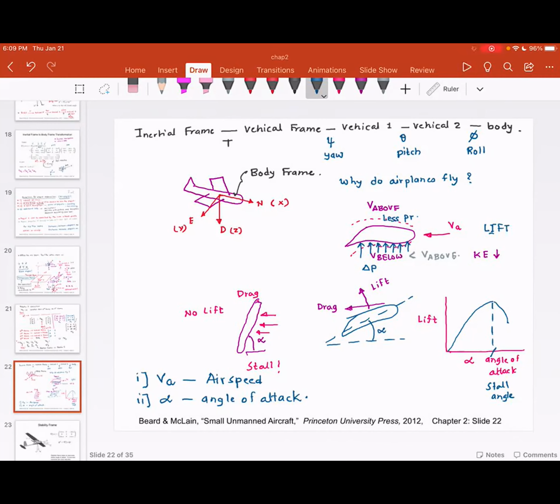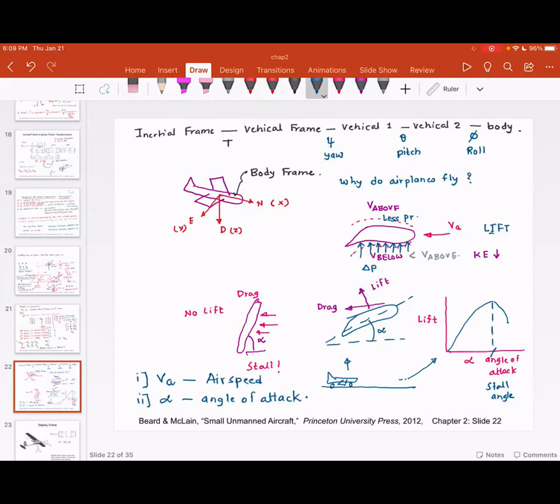That's why if you look at airplanes, they have a runway, and towards the end of the runway, the angle of attack is increased and then the aircraft takes off. Unlike helicopters, aircraft cannot take off vertically unless it's a VTOL.